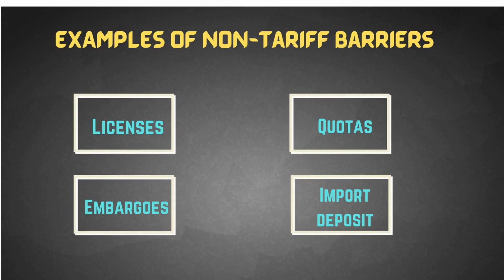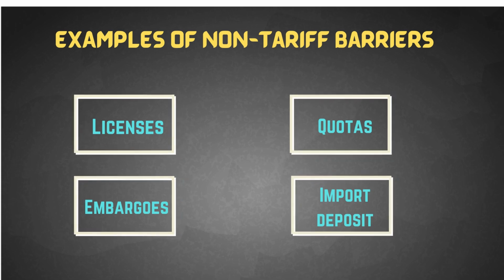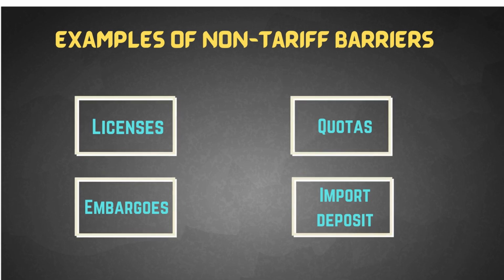So let's proceed to the examples of non-tariff barriers. So there are four examples. The first one is licenses, then embargoes, quotas, and import deposit.